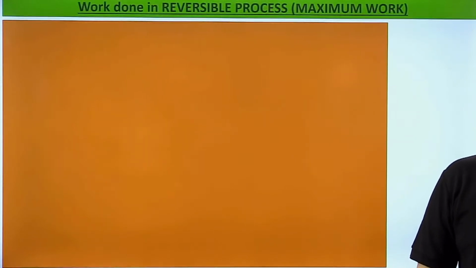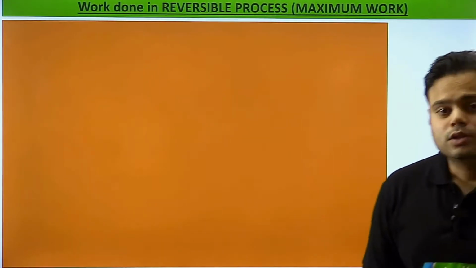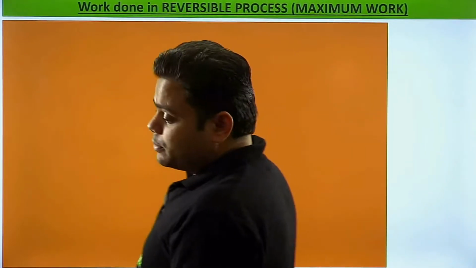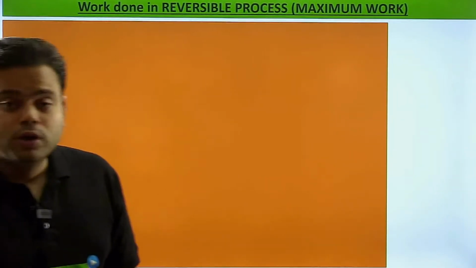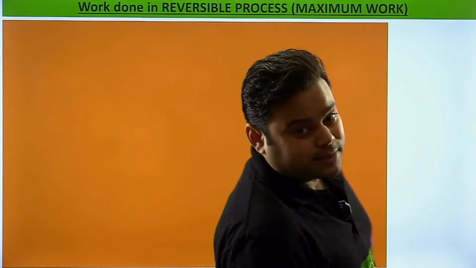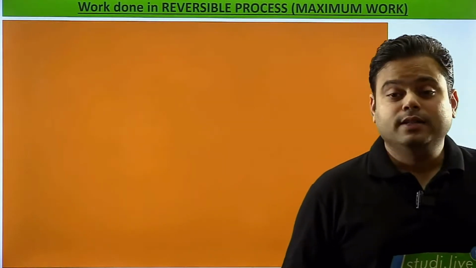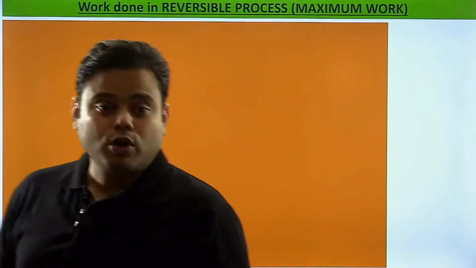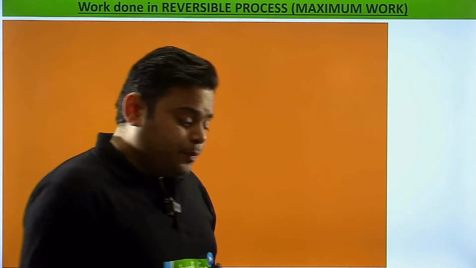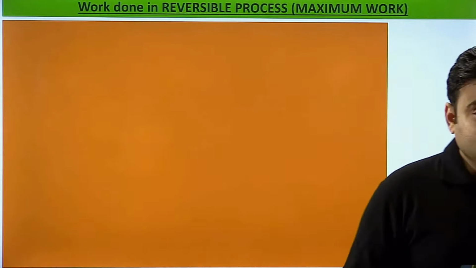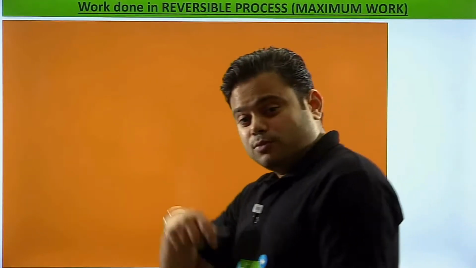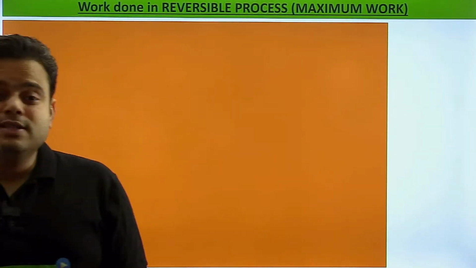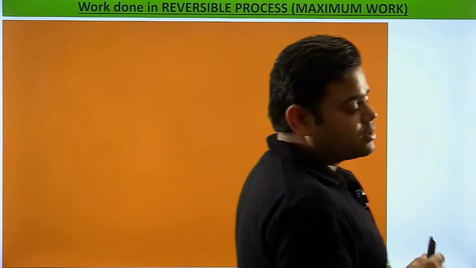Now, we go to our next concept. This is the work done in a reversible process. This is also known as the derivation for maximum work. This happens to be a lengthy one, and this question can come either for a 3 mark or a 4 mark. You need to understand here that work done in a reversible process has much more significance, much more importance than work done in an irreversible process.